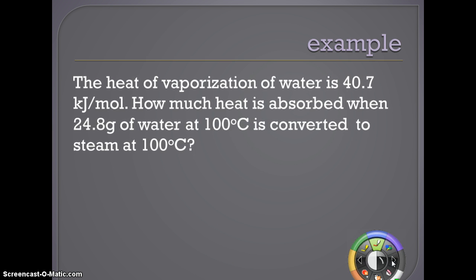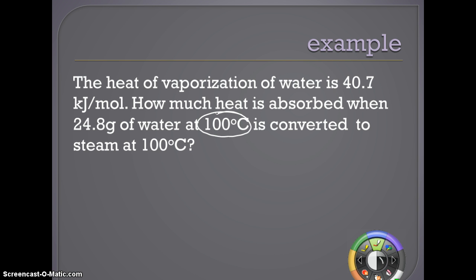But here's our example. Heat of vaporization of water is 40.7 kilojoules per mole. How much heat is absorbed when 24.8 grams of water at 100 degrees Celsius is converted to steam at 100 degrees Celsius? Remember, water's boiling point is 100 degrees, so that's where we're getting this value from.